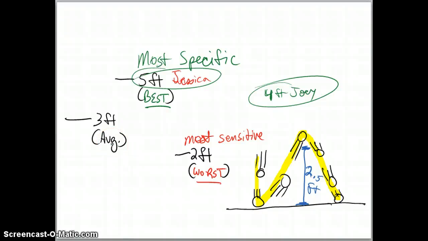So my test is more sensitive in the sense that it's more inclusive. I say, hey, if you're over 4 foot, you're good enough for me to put on the shelf. That's my balls, baby. Give them to me. I'm going to put them on the shelf and sell them.